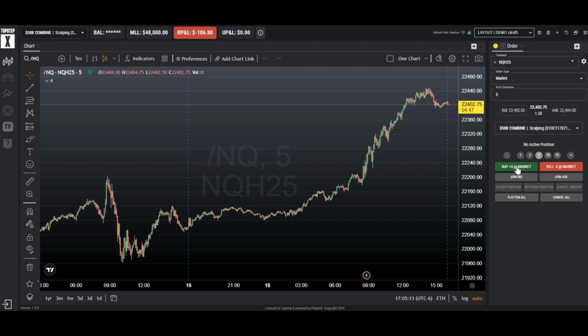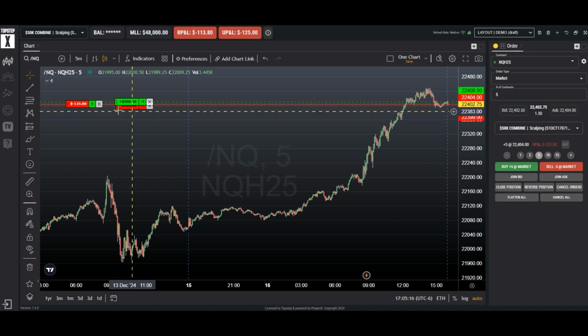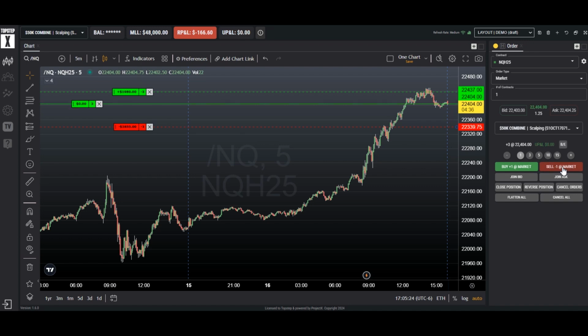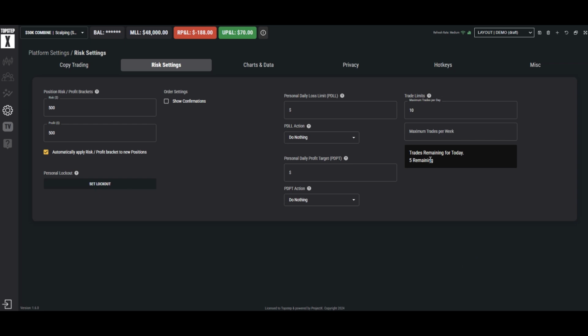So let's place a buy of 5. Move these out of the way. And let's change our quantity to 1 and choose sell, and choose sell, and choose sell. When we go back and check our settings, we will see that we now have 5 trades remaining.